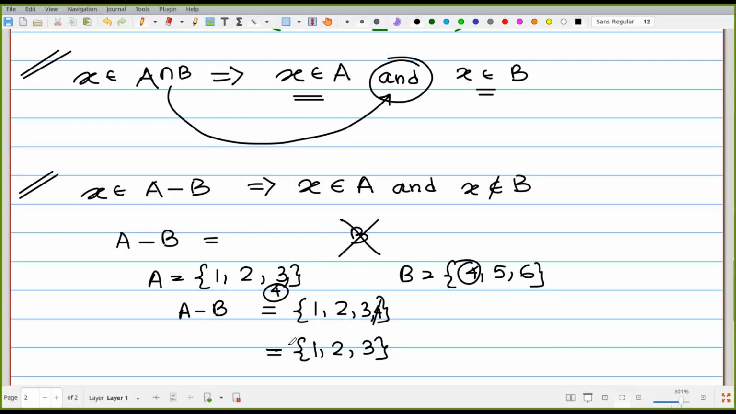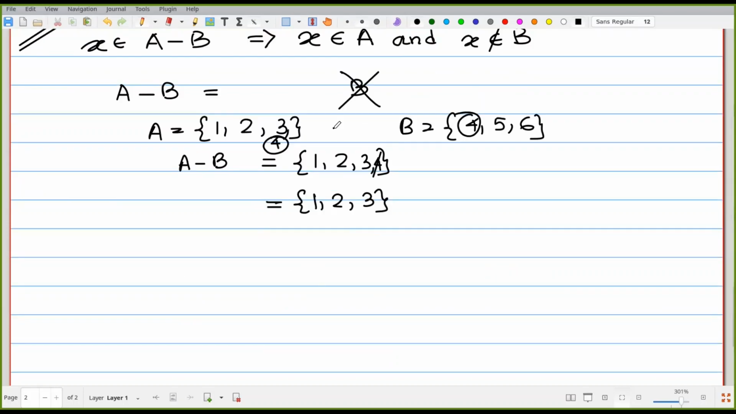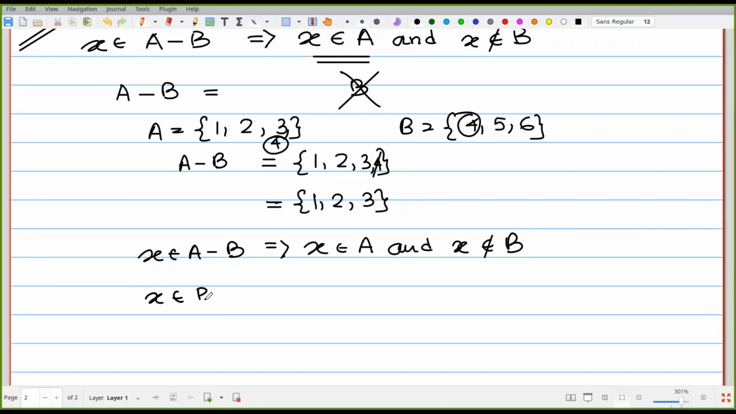So here, if we write that, that means X belongs to A minus B. That means X belongs to A and X does not belong to B. Same as if we write X belonging to B minus A, that means X belongs to B and X does not belong to A. So that is the third one.